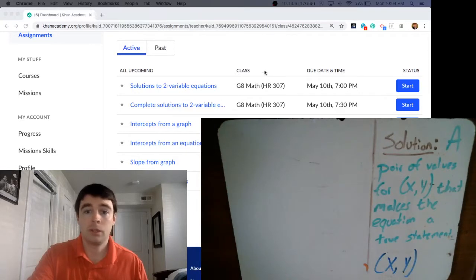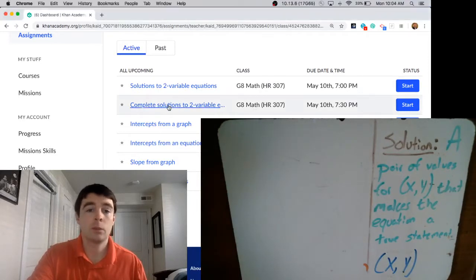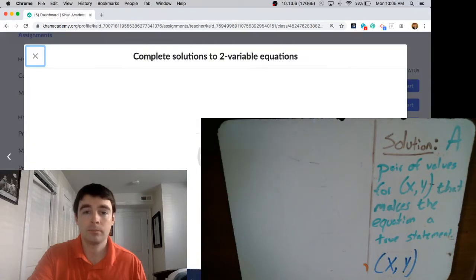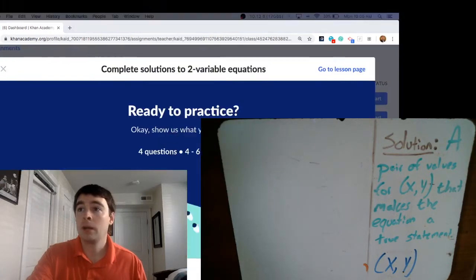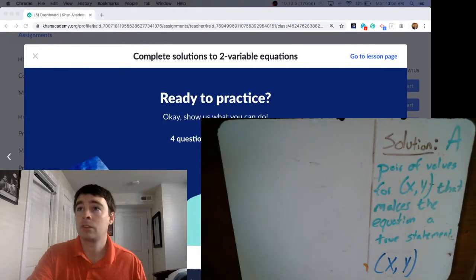Specifically, we're going to be looking at the second assignment this week, the one that says complete solutions to two variable equations. As a quick reminder, I'm going to put the whiteboard back into full screen here.